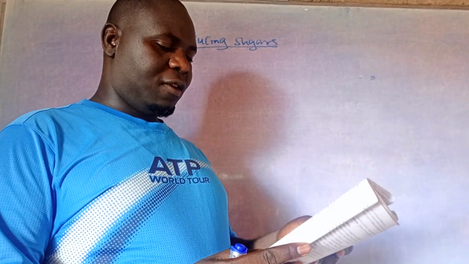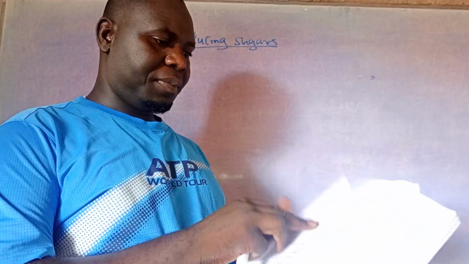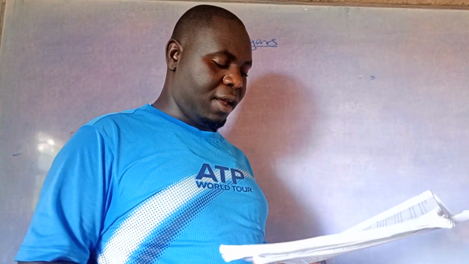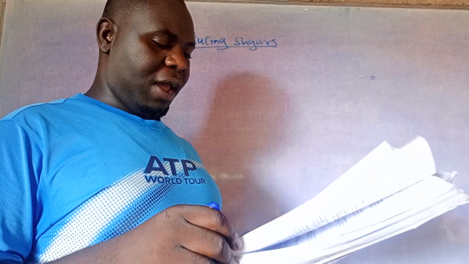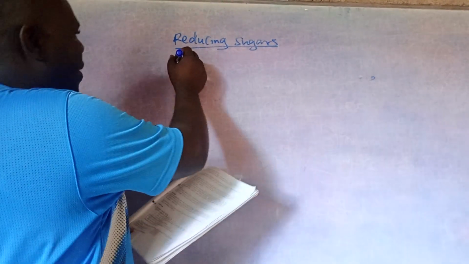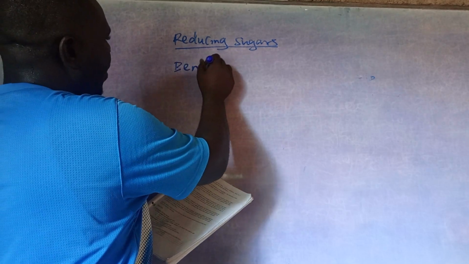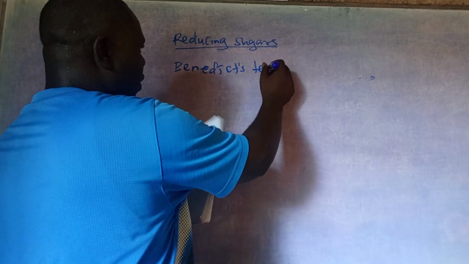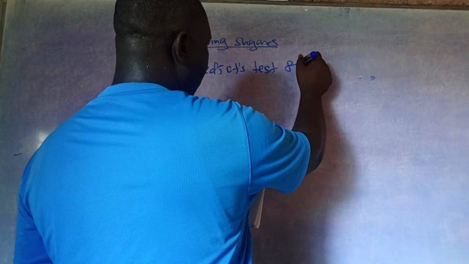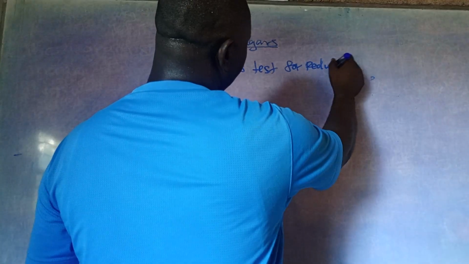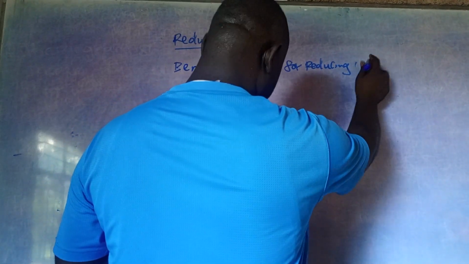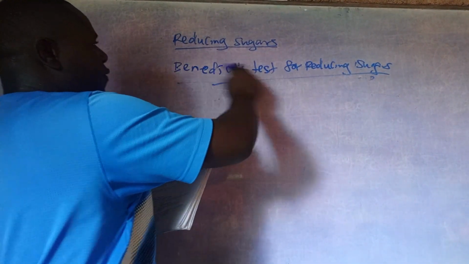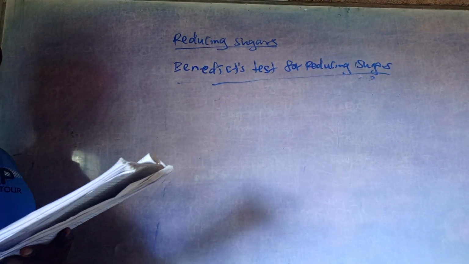So how do you test for reducing sugar? First we need to know the chemical that is involved in testing for reducing sugar. So altogether, you need to understand the chemical. And we call it the Benedict test for reducing sugars. So we call it the Benedict test for reducing sugar.